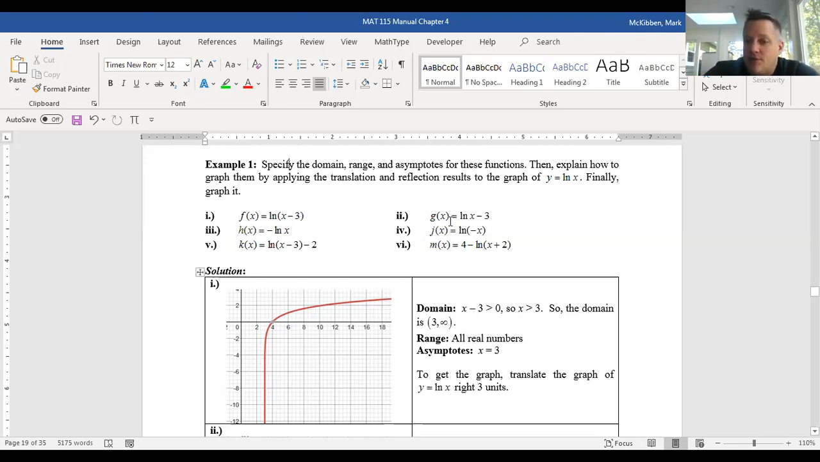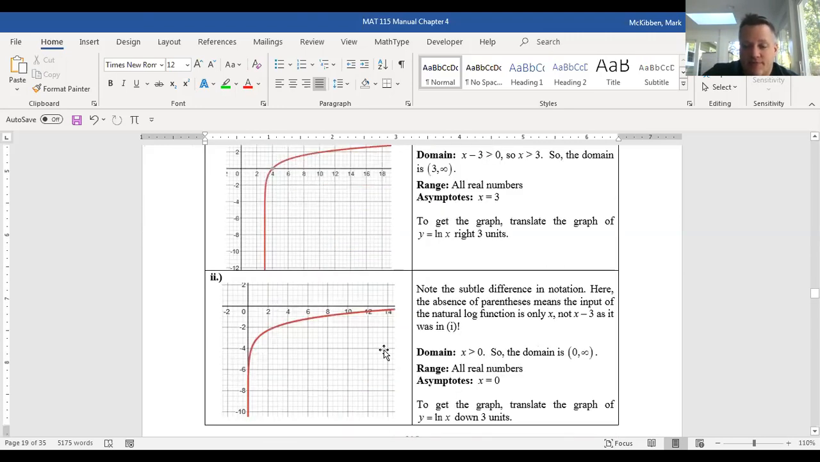Compare that to part 2. Here I do not have parentheses around the x minus 3, and so this is ln of x and then minus 3. So you're subtracting 3 from the log of x, not taking the log of x minus 3. All right, so the domain is just whatever you can put in here to make it positive, namely open 0 to infinity. Range is still R, but this minus 3 now doesn't shift to the right. It's going to shift ln of x down 3 units. And so we get this graph.